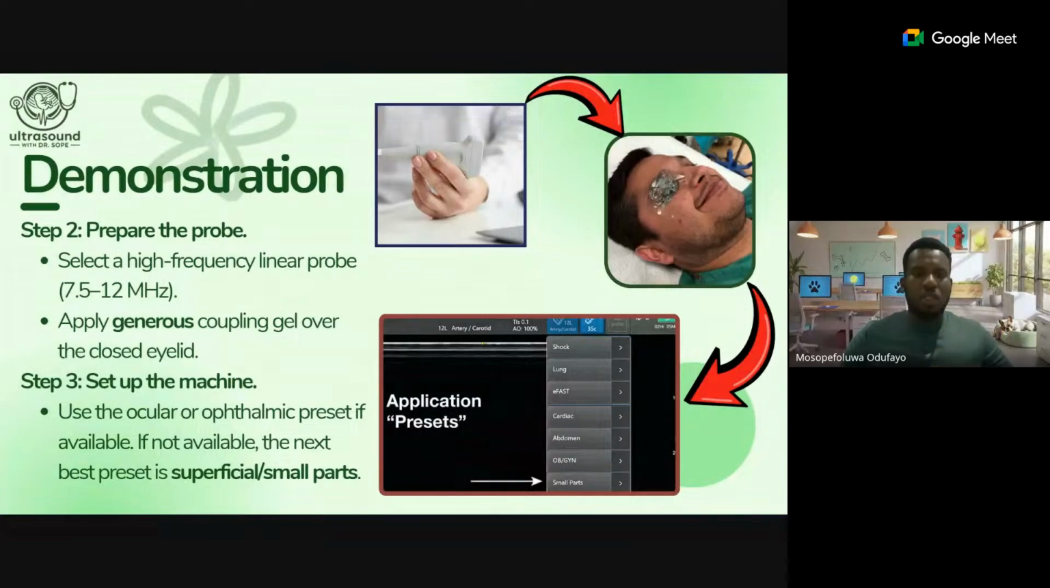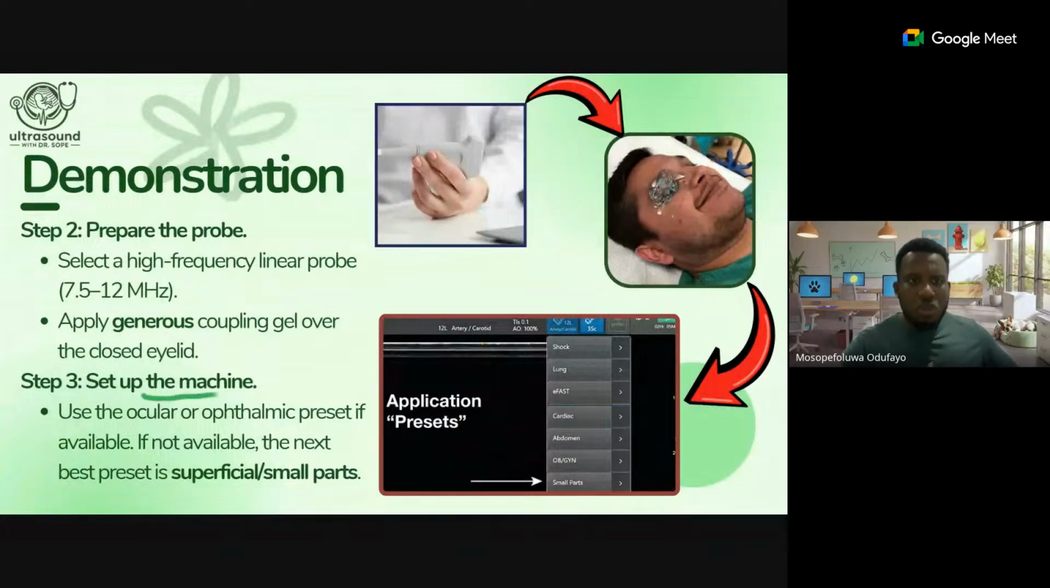You are supposed to apply, take note of the word, generous coupling gel over the closed eyelid. Generous coupling gel over the closed eyelid. So look at the way this gel is applied. This is how you're supposed to do it. This is not the procedure where you just put a small gel over the eyelid and then you think that you're going to get the best. No, you're supposed to put generous. And I'll show you what generous means in the next slide.